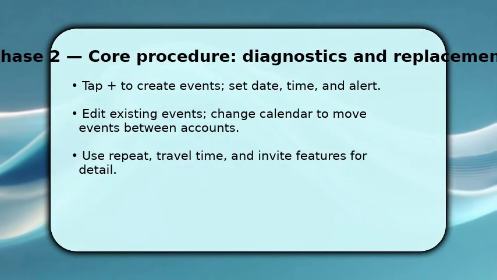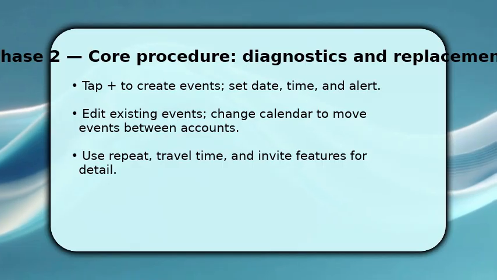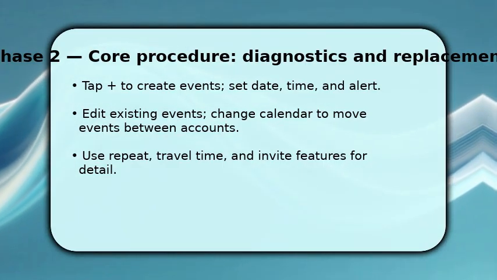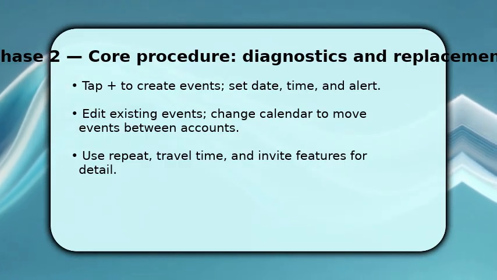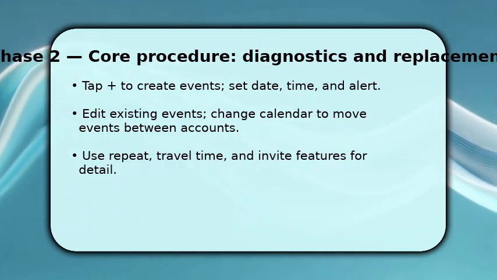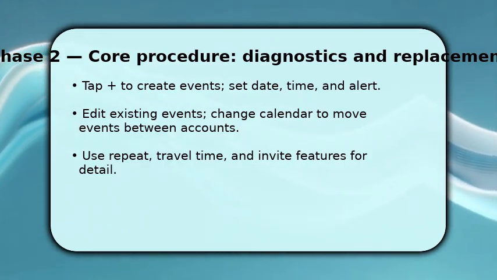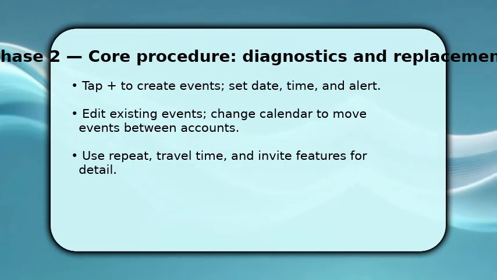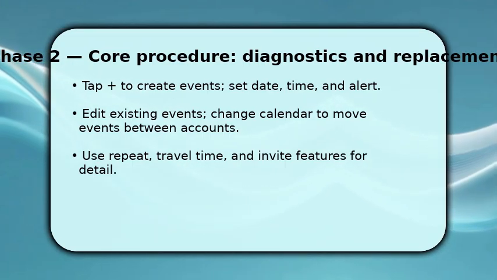Now you'll create or edit entries. Tap the plus button, enter a title, choose date and time, and assign the correct calendar to keep work and personal separate. If editing, open an event, tap Edit, and change the calendar field to move it between accounts. This updates the source. Use Repeat to set recurring schedules, travel time for commute planning, and invitees to share instantly.